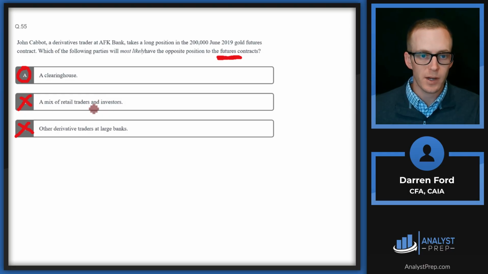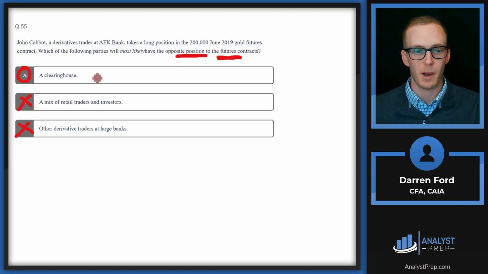There could be retail traders and investors that are taking that opposite position, but in this scenario, we're asking who has the opposite position, who is the counterparty. The counterparty that we would only have to worry about for default purposes is A, the clearinghouse.